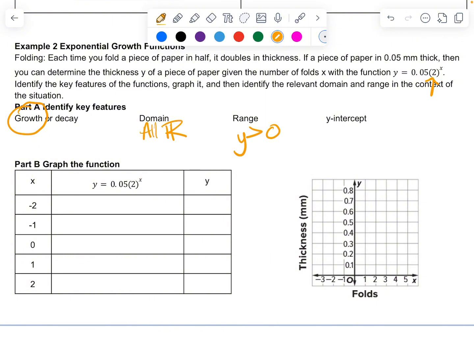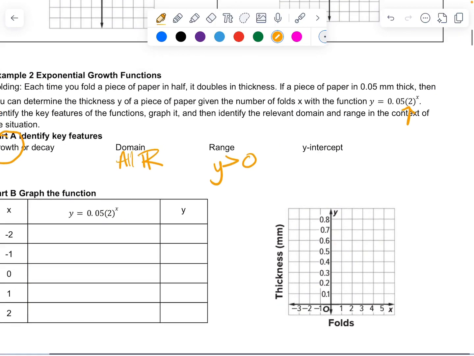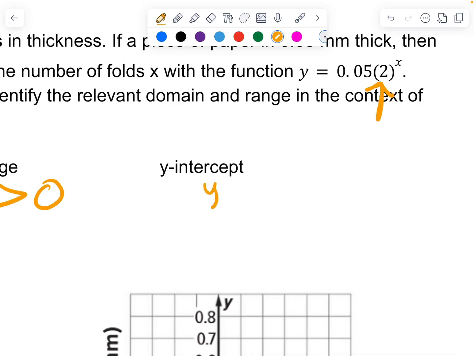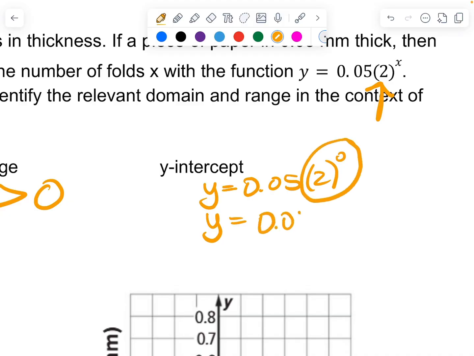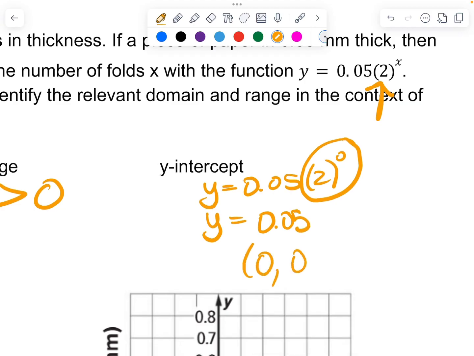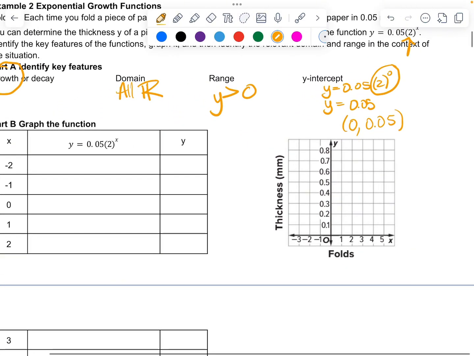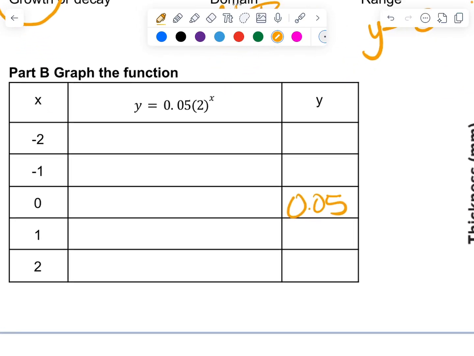Okay, y-intercept. Every time you want to find the y-intercept, that means x is equal to 0. So 2 to the parentheses 0 changes this right here to 1, so 0.05. So that is the y-intercept, 0.05. So guess what? We already have that for here. Didn't we already find that? Awesome. So now we're going to plug in these points.